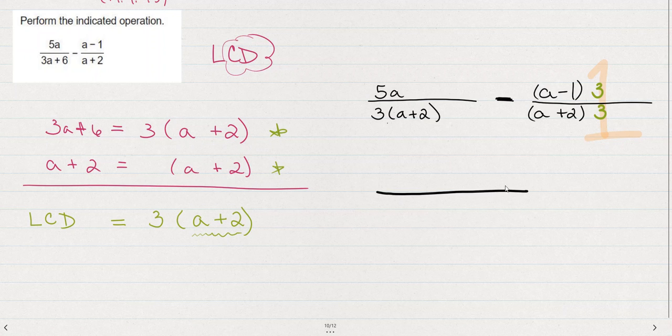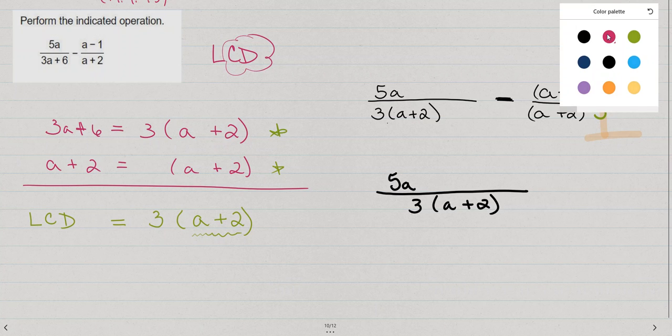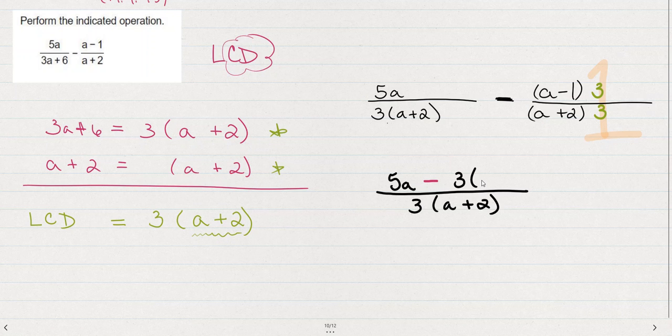So we know that when we add this, the denominator is 3 times a plus 2. No need to multiply that out. I'm going to leave it in its factored form. But watch out what happens here. We're going to have 5a. I'm going to use a red pen for this, minus 3 times a minus 1. Order of operations tells me I need to multiply before I subtract. I need to multiply this 3 times a, multiply the 3 times negative 1, or in other words, distribute that.